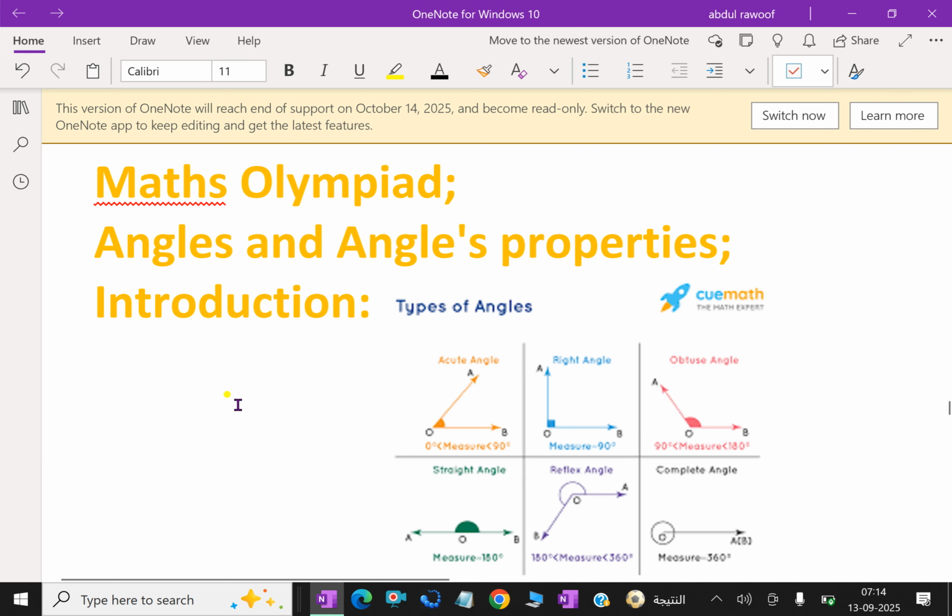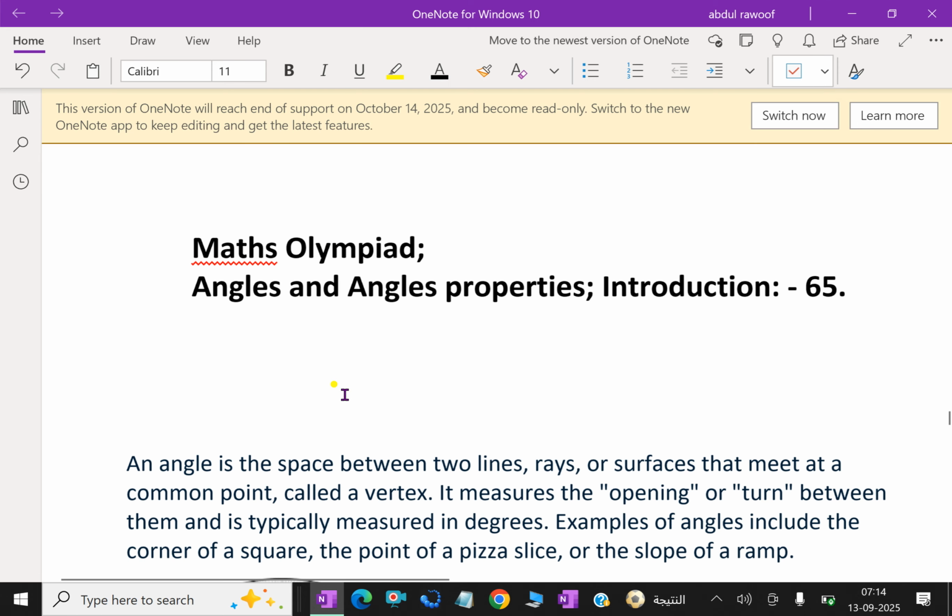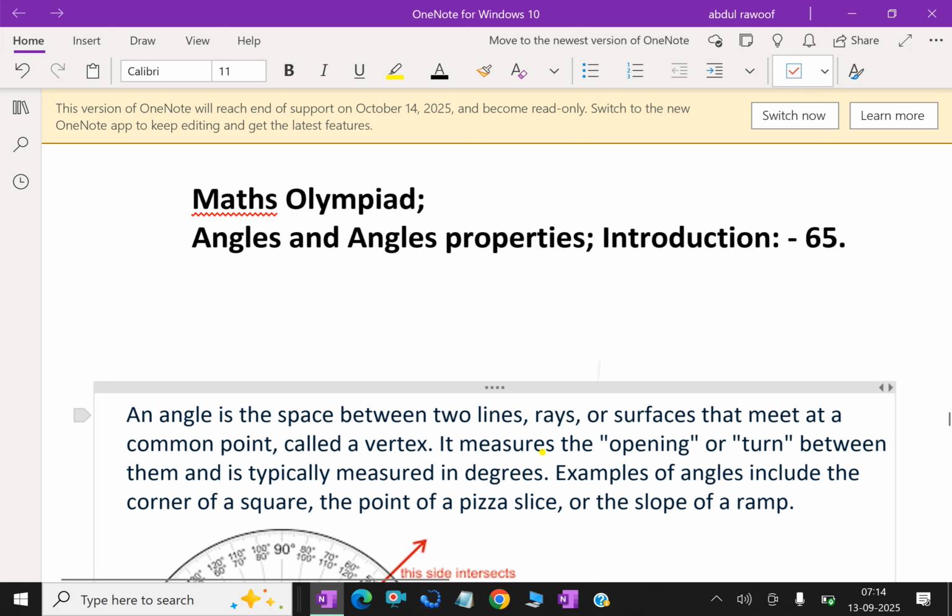Some introduction. Here, angle and angle property is a very crucial part for the Maths Olympiad. Now, let us do some easy introduction. An angle is the space between two lines, rays, or surfaces that meet at a common point called a vertex. Look at here.